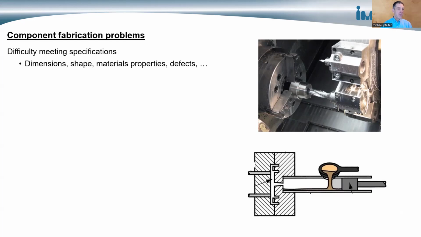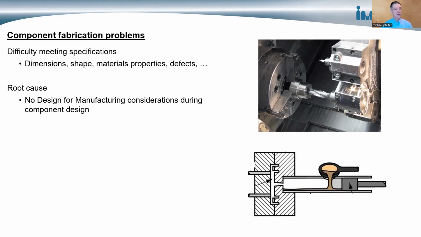But they're not a bad supplier. They're a good supplier, but there are problems with the design of the component. The materials that have been selected are problematic, or the tolerances are too tight, or there's an incompatibility between the shape of the component and the process that's being used. So the root cause is that there's no design for manufacturing considerations during component design, and as a result, you have problems. The supplier has problems making the components or making the assembly that they're trying to make for you.